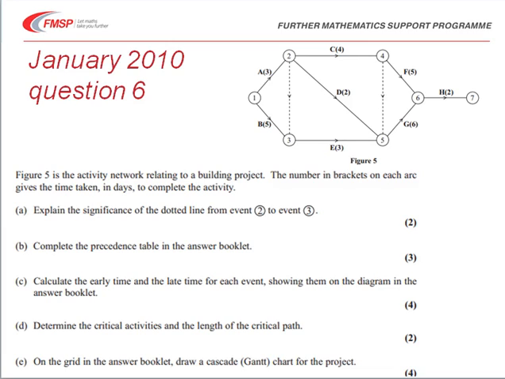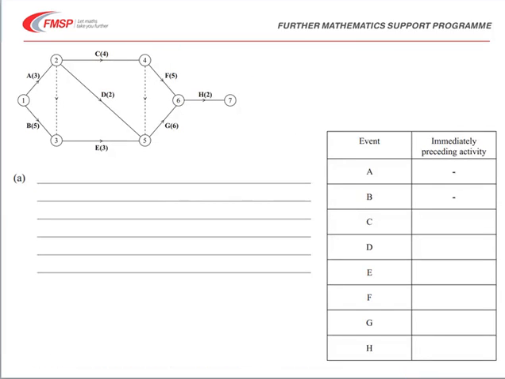So working through those one at a time then, the first part of the question simply asks us to explain the significance of the dotted line going from event 2 to event 3. This is this line here. Now this is to do with the fact that C and D both rely on A being finished, but that E depends on A and B.